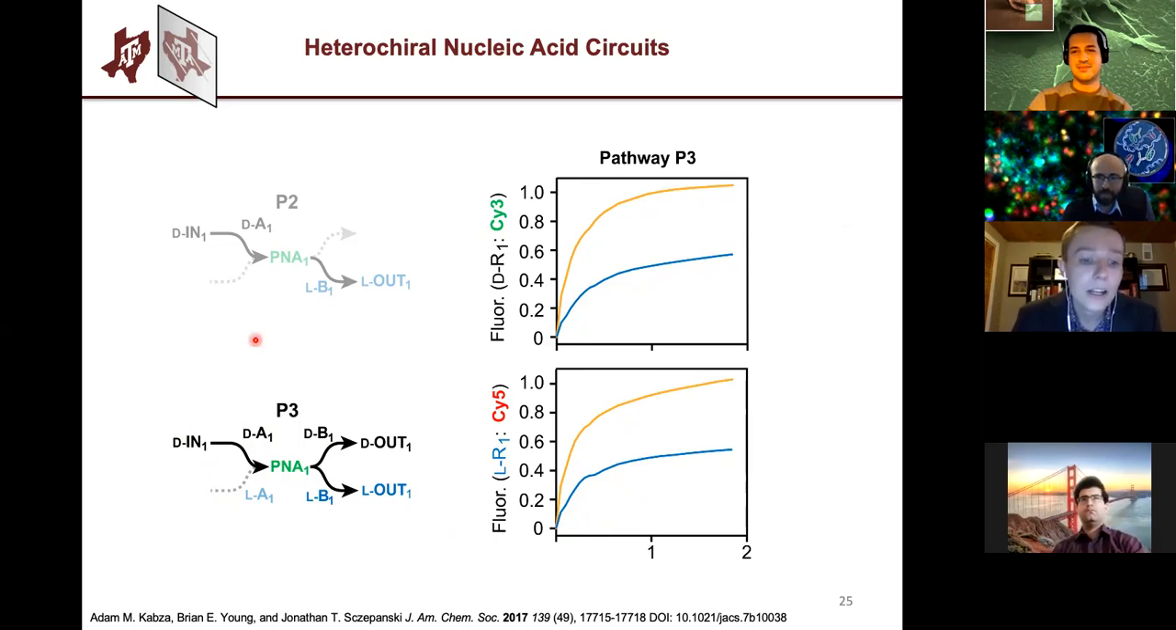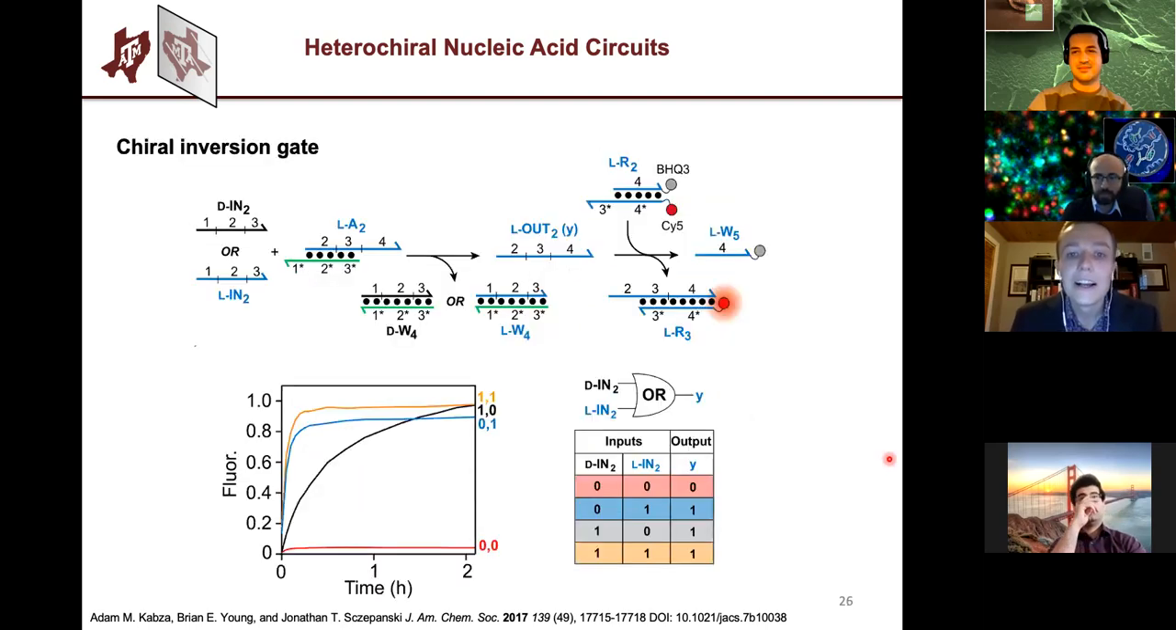And this was all, I should mention, done with my colleague, Brian Young, who's now a postdoc at Stanford. So, one of the things I mentioned previously was how there's a second general reaction of these heterochiral strand displacements that's not a racemization, and it's the chiral inversion.